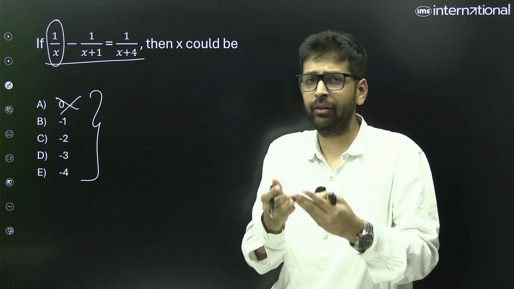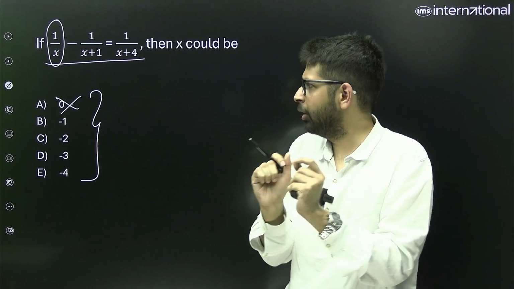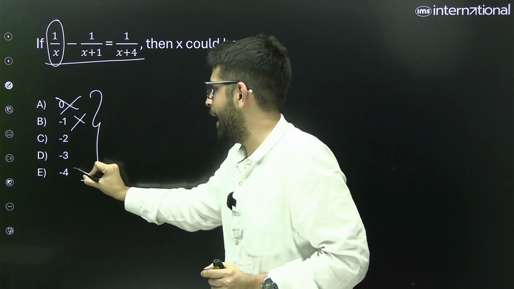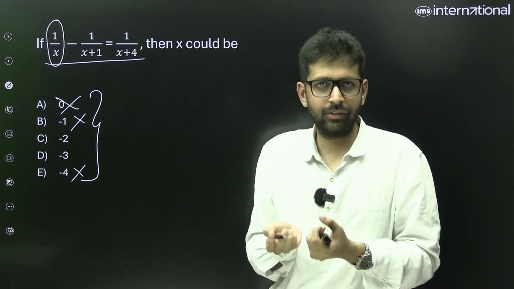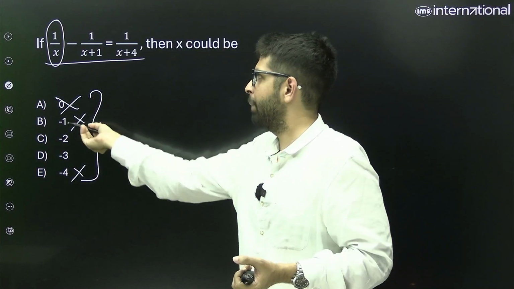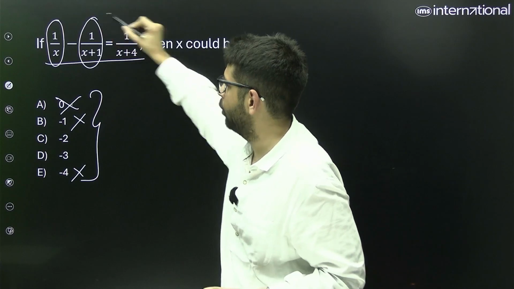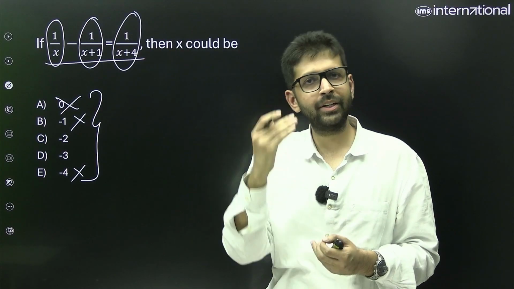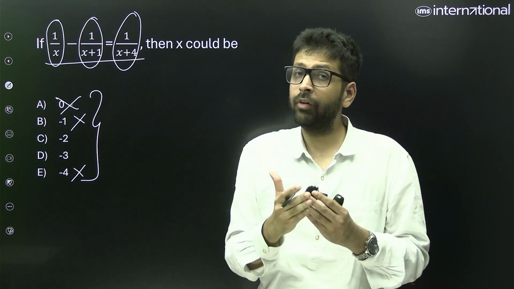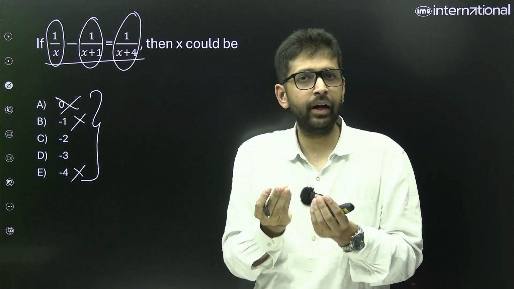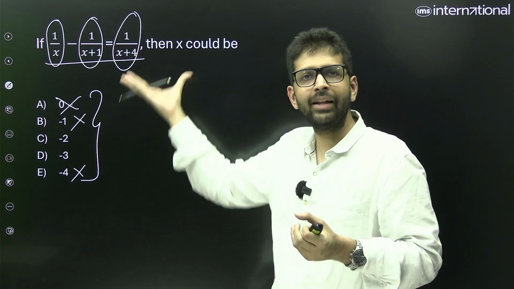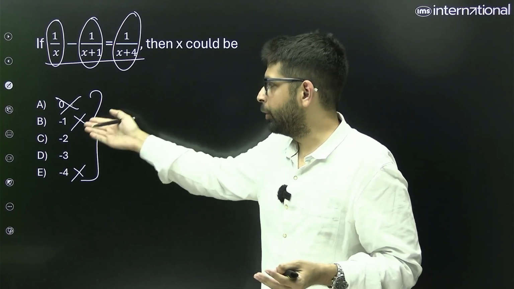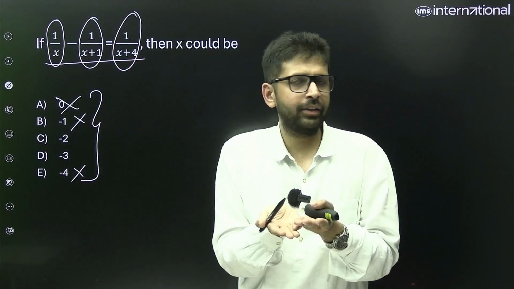Now, if you are with me and if you are smart enough, you would be able to understand that for the same logic, even option B and option E cannot be our answer. Why is that? Because -1 would make this part as 0 and -4 would make this part as 0. So therefore, option A, B and E were easily eliminated. We didn't even have to substitute and check whether that is satisfying the equation or not. Now, there are only 2 options remaining. Let's start with any one of them.